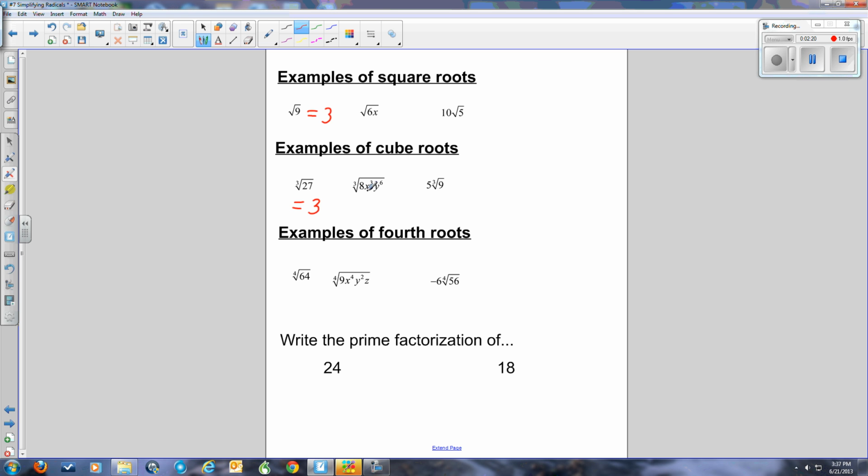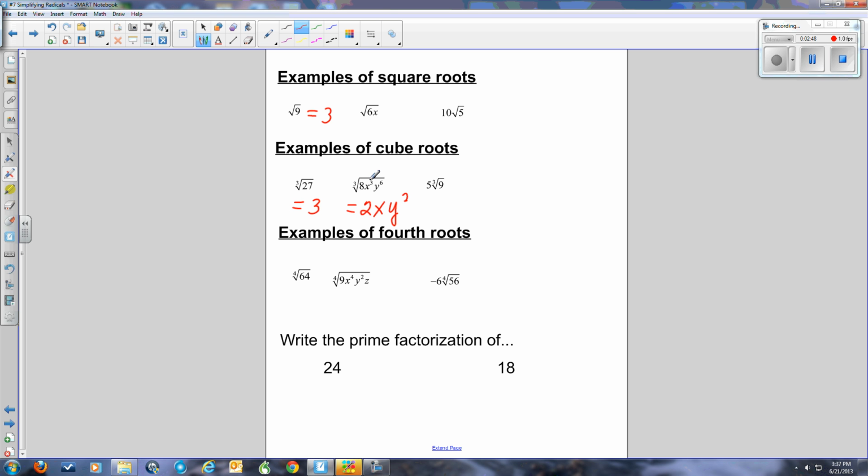Next problem, the cube root of 8x cubed y to the 6th. And believe it or not, you can simplify this a bit, because what number can you raise to the third power to get 8? That would be 2. What could you raise to the third power to get x to the third? That would be x. What number can you raise to the third power to get y to the 6th? That would be y squared.